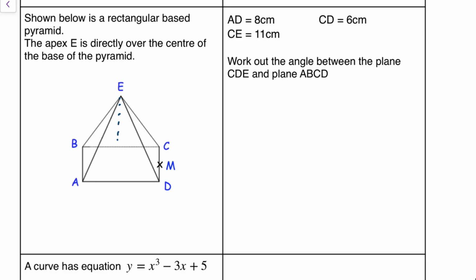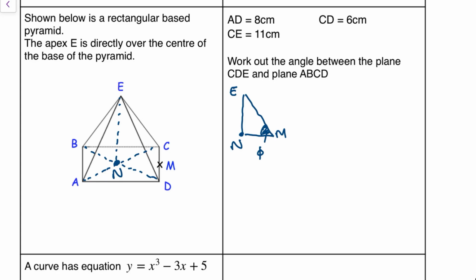The apex E is directly over the centre of the base of the pyramid. Work out the angle between CDE, which is the sloped triangle, and the plane ABCD. Think about what I'm trying to get to and then work backwards to get to it. So I need to consider the triangle EMN, where I'm going to call the point in the middle N, and the angle I need is this angle here.